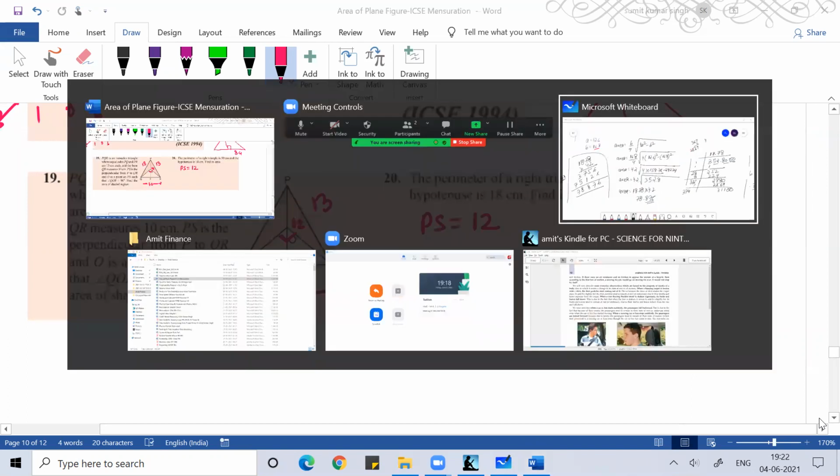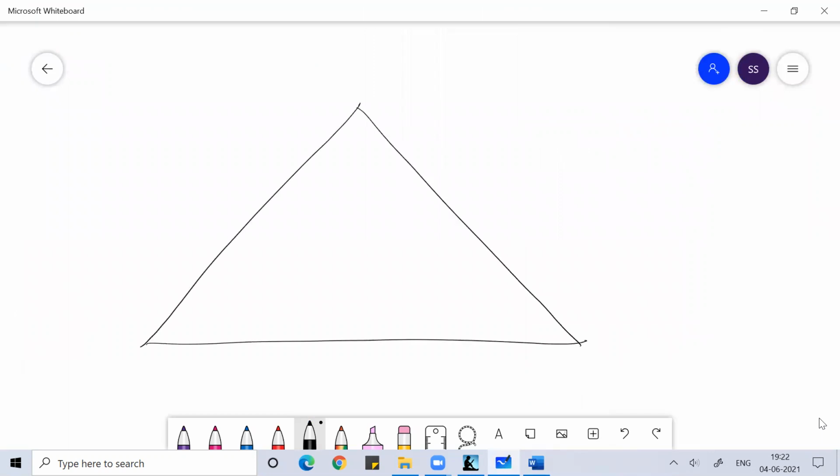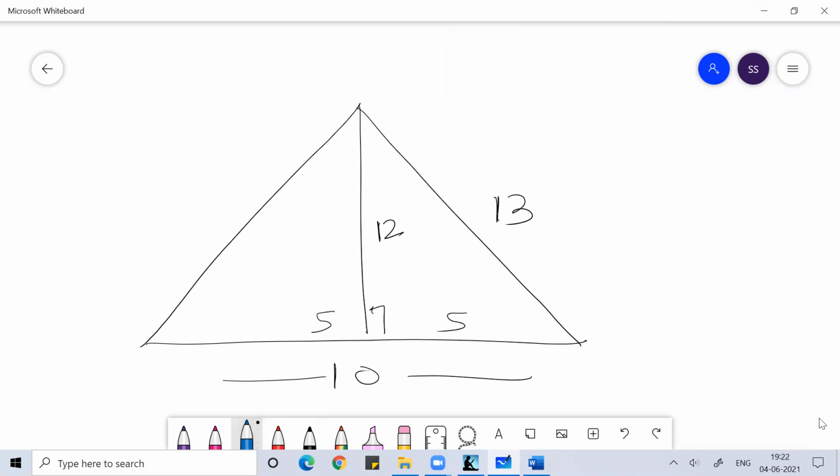One minute, let me write it down here. Good question. So this is 13, this is 12, and then this is total 10. We know this is 5, 5. And here we have drawn this. This is 90 degrees. Then this is 5, and this side is 5. And this whole is 12. This is 90 degrees.